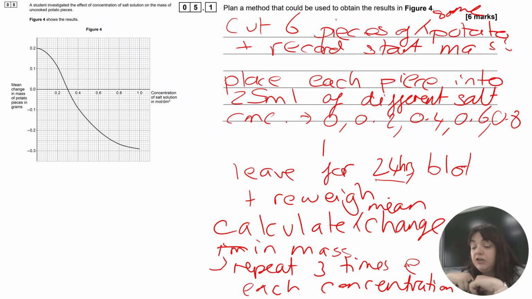You need to mention calculating the mean change in mass. Sorry, not the percentage mass change, the mean change in mass. But to be fair, I think percentage mass change would probably be okay as well. But it's not percent, is it? It's mean change in mass. So they've not done a percentage mass. They've just done the mean change in mass. Okay.